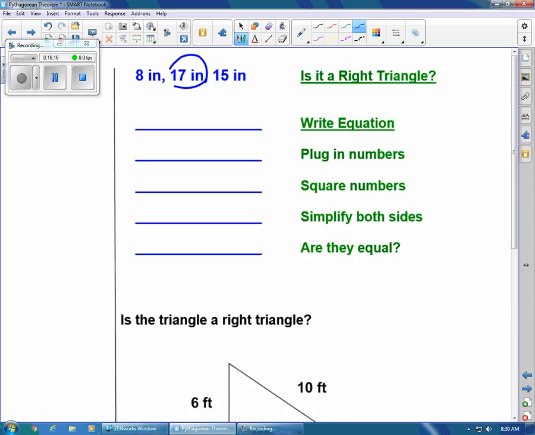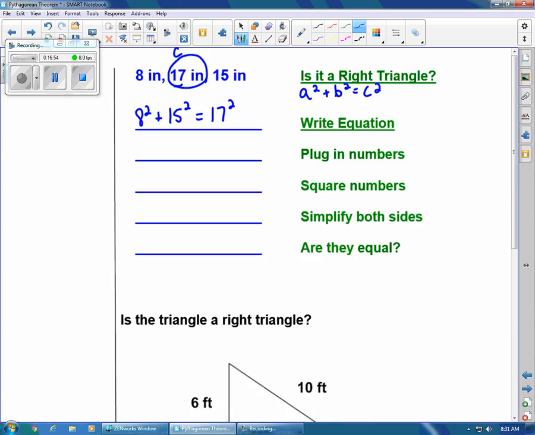And 17 has got to be my c side. Okay, so my equation, a squared plus b squared equals c squared. This has got to be my a, this has got to be my b. Or I could say this is my a and this is my b. The legs don't matter, the hypotenuse matters. I'm going to go back to what I had originally, just because I read from left to right. So I'm going to say 8 squared plus 15 squared is going to equal 17 squared.